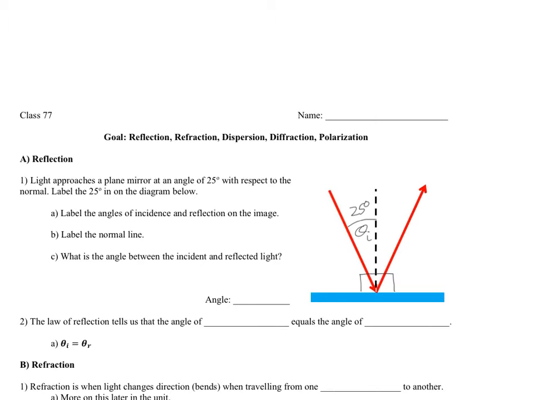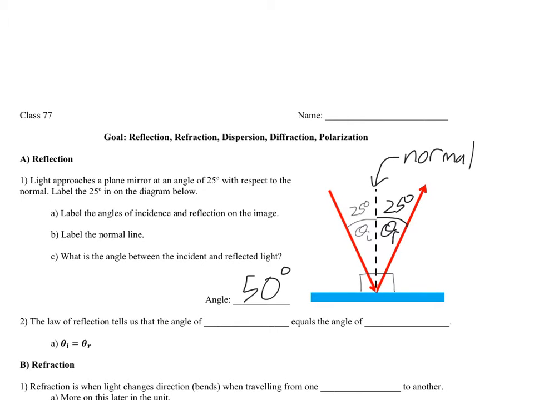Our angle of reflection is right here. That's theta R. Don't get that confused with refraction. That's also 25 degrees. Our normal line is right here. So what's the angle between the incident and reflected ray? That red line is the ray of light. It comes in at an angle of 25, leaves at an angle of 25. So that total angle there is 50 degrees. It's as easy as that.